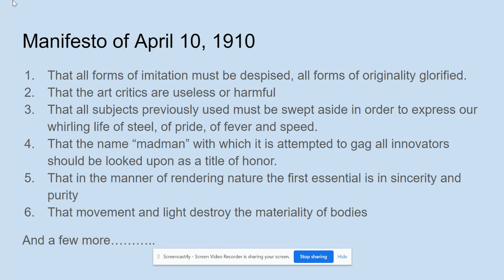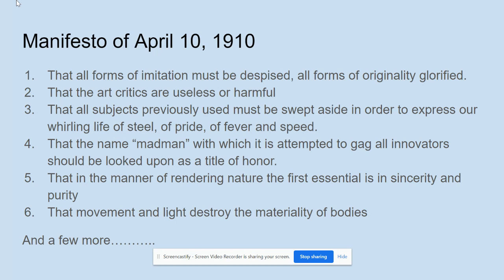So this was created around the rise of the time of the factory. So the people were very focused on production and how when you had a factory, you could produce things very, very quickly. So that's what they're saying with steel and speed.